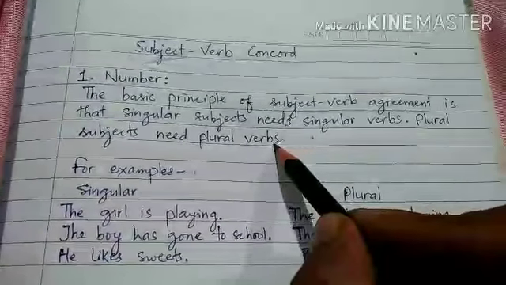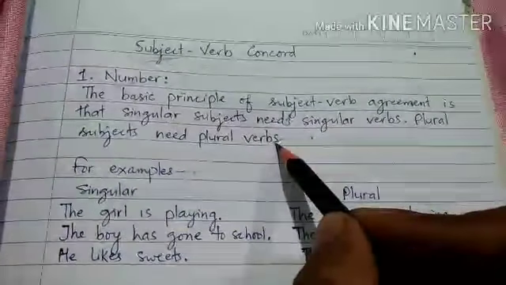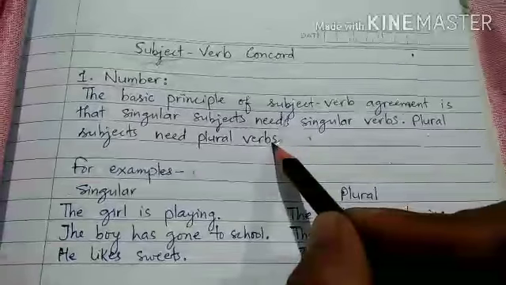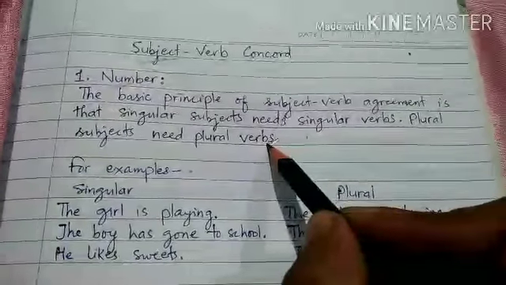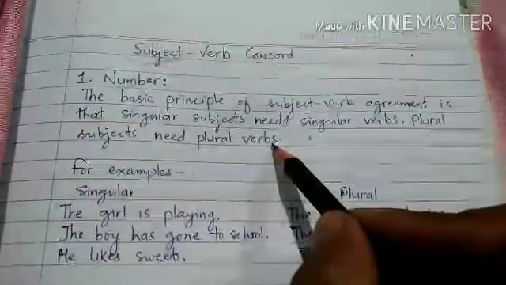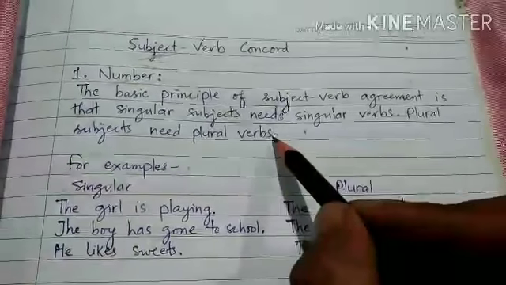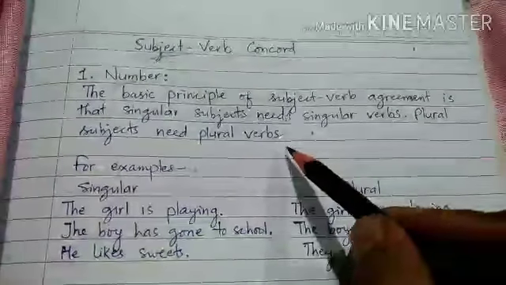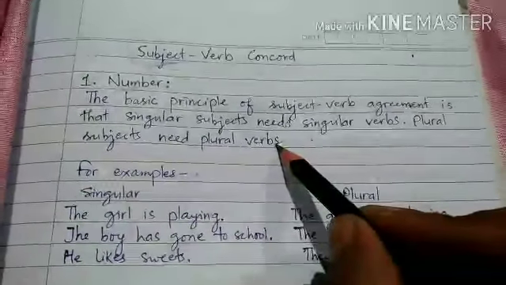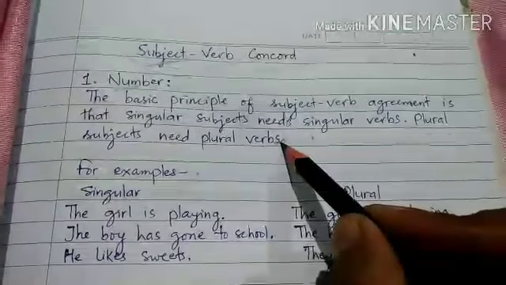Nouns or pronouns, more than one nouns or pronouns, or it may be also a phrase or a clause that is the part of the sentence. So all these concepts we will understand one by one with the explanation of all the points with examples.